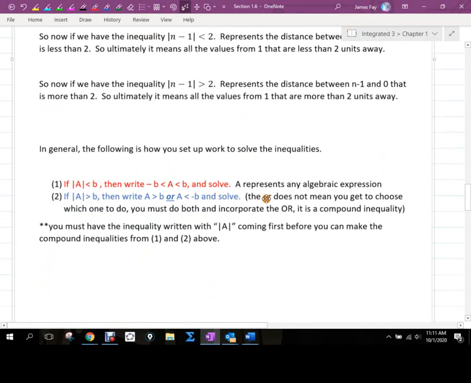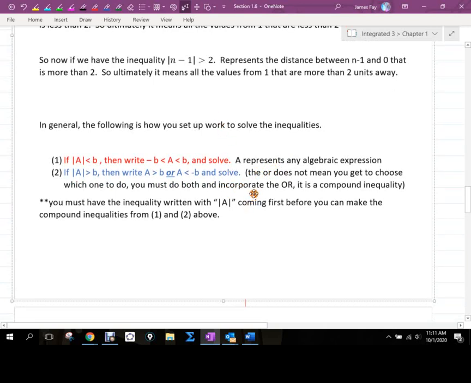When we say the word or, it does not mean you get to choose which one to do. You need to do both and incorporate or in your final solution or answer. So you must have the inequality written with the absolute value of A coming first before you can make the compound inequalities from steps 1 and 2 here. We need to make sure that our particular problem looks like the if part in the red and blue phrases up there before we go ahead and conclude the then part in these red and blue phrases.